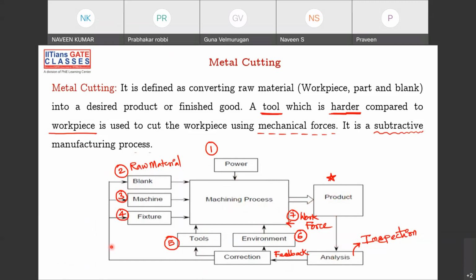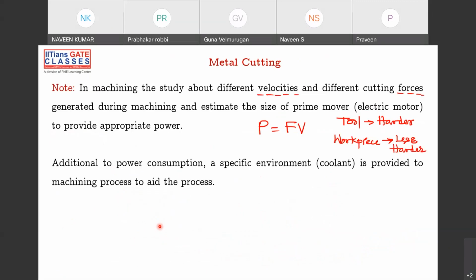This is what I told you in the first class, right? From earth, material, process, all these things, closed loop. Here also, it's forming a closed loop. Obviously, after analysis, you'll have some feedback, and that feedback in the form of error will be going into the environment and tool. All these things will be taken care of. Fine. Next. Why are we reading this machining?